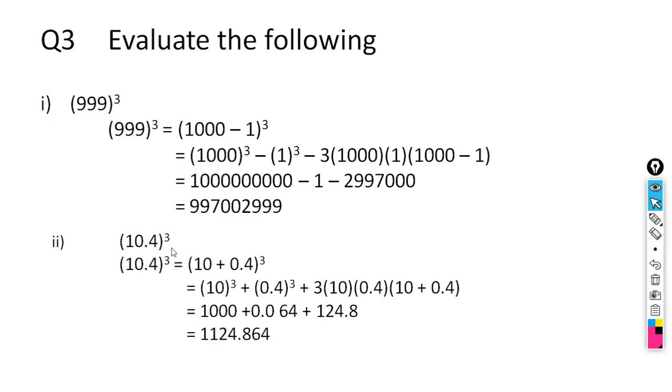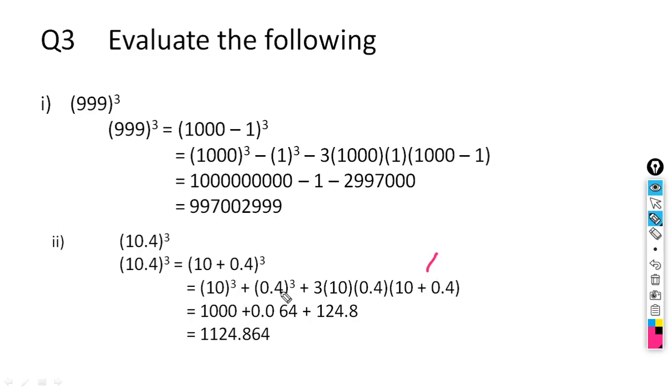Now let us try this problem. This is 10.4 whole cube. In this problem, we will express this as a cube of a binomial. 10.4 will be expressed as 10 plus 0.4, and we'll expand by using identity a plus b whole cube, which is a cube plus b cube plus 3ab into a plus b.